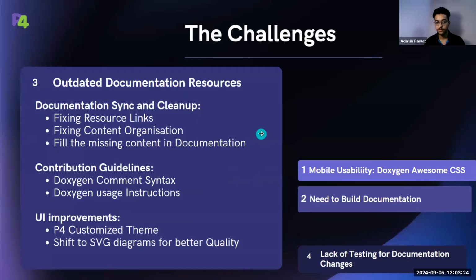For the third issue regarding the outdated documentation resources, we had to first clean up all the resources and make sure that all the links were properly working, along with syntax correction for Doxygen, as Doxygen was already configured for the website, but we needed to improve it. And there were a few UI improvements also, like we shifted to SVG diagrams. Before we used PNG diagrams, but now we have better quality of diagrams on our website.